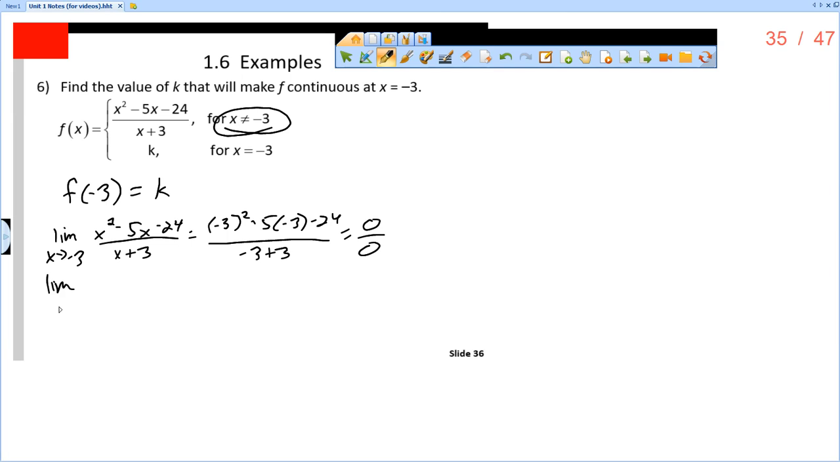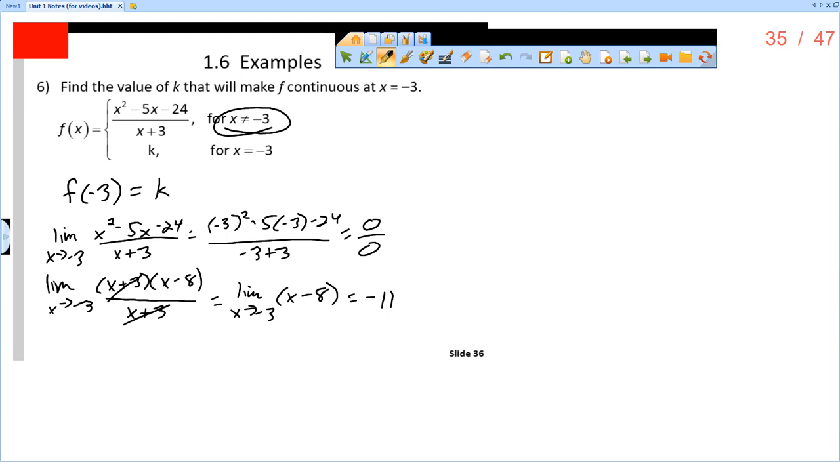All right, and so then we want to factor and reduce. So factoring, I get x plus 3. Remember, do yourself a favor. You know x plus 3 is going to have to reduce. So you write x plus 3, and then it goes with x minus 8. So I reduce the x plus 3, and I'm left with the limit as x approaches -3 of x minus 8. And so then I re-evaluate. So -3 minus 8 is -11.